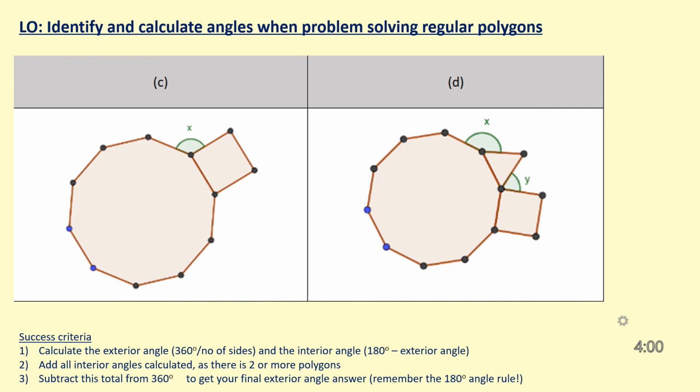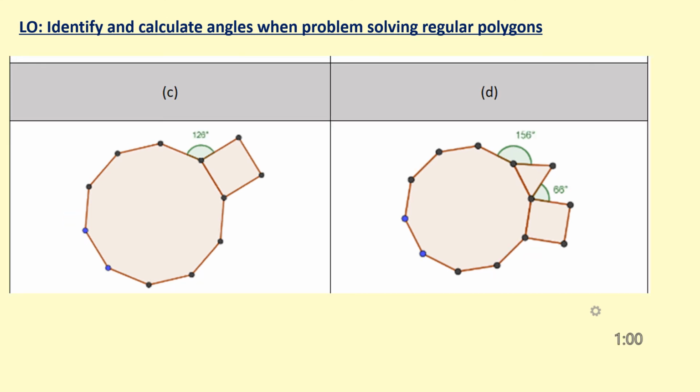Here is two more to have a go at. Same thing again. 2 minutes on each. Couple of more shapes. Press pause now and then press play when you're ready for the answers. Okay, here they are. C, 126. And for D, you had 156 and 66. Pause this just to check through and then press play to move on to the next questions.